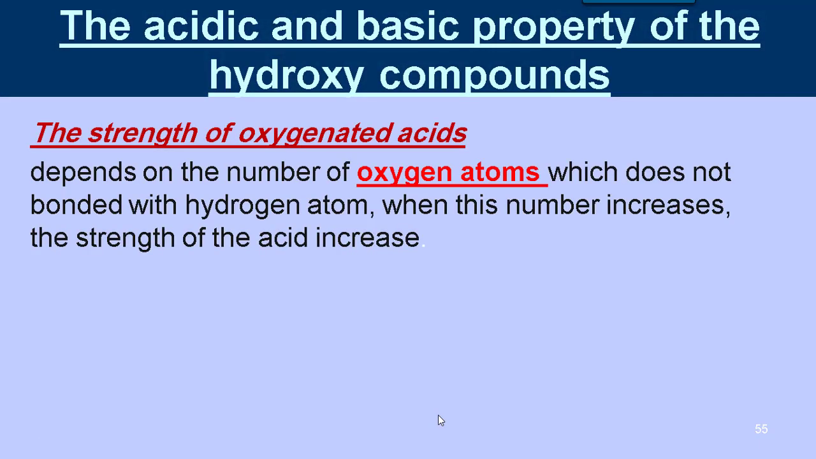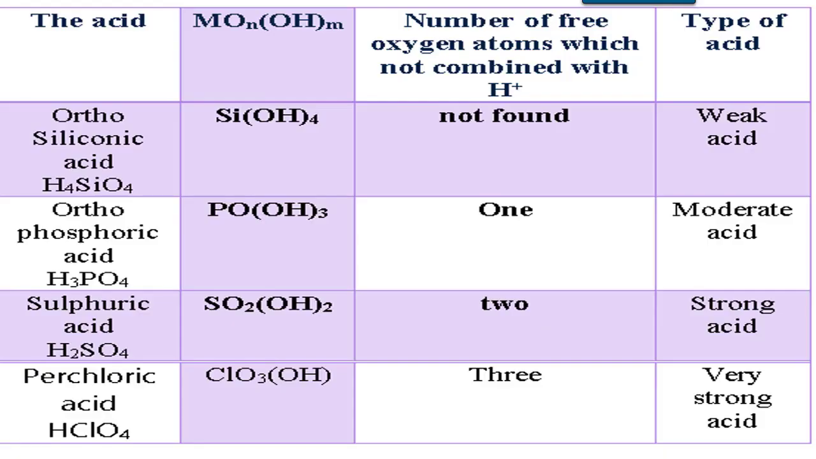The strength of oxygenated acids depends on the number of oxygen atoms which are not bonded with hydrogen atoms. When this number of free oxygen atoms increases, the strength of the acid increases. Let's take some examples of oxygenated acids and know the strength of each of them.